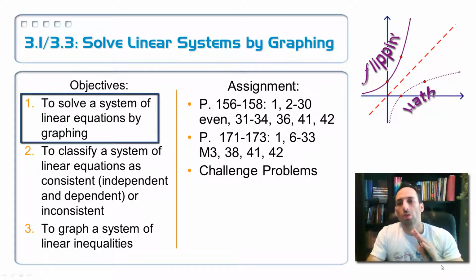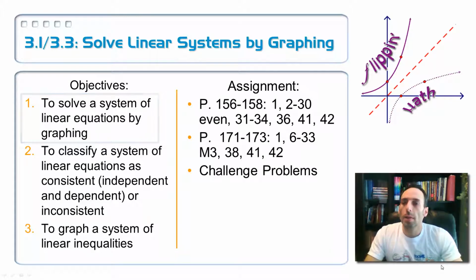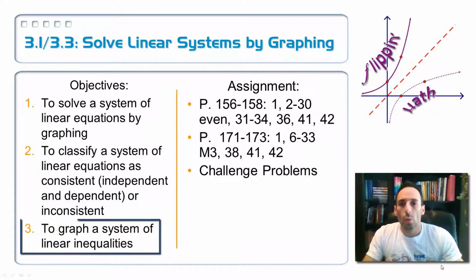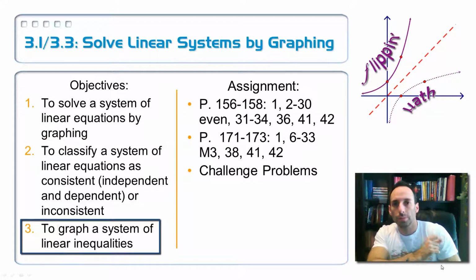So objective 1, we're solving a system of equations by graphing. Okay, so that's why we need some graph paper. Number 2, we're classifying the system as either consistent, which is independent or dependent, or inconsistent. And you may not know what that is yet, but it's very, very simple. It's just depending on whether the graphs intersect or they don't. Okay, and then finally, we're going to look at stuff from 3.3. Kind of goes with this since it's about graphing. We want to be able to solve a system of linear inequalities. So now we have inequalities in two variables with y's and x's.